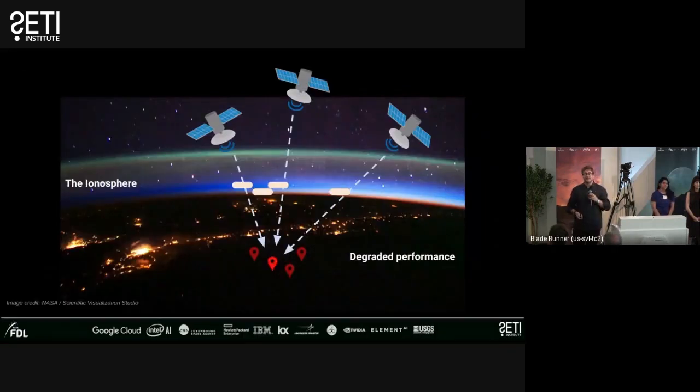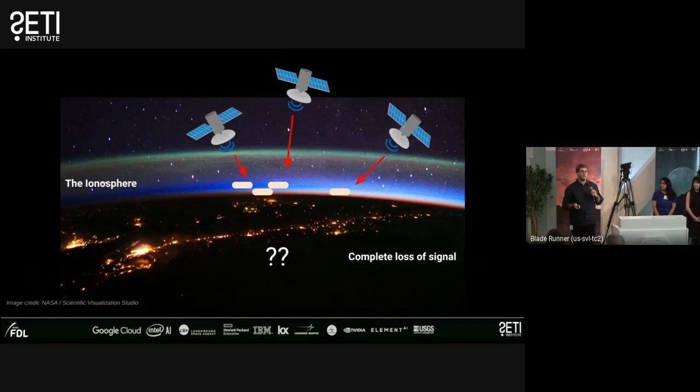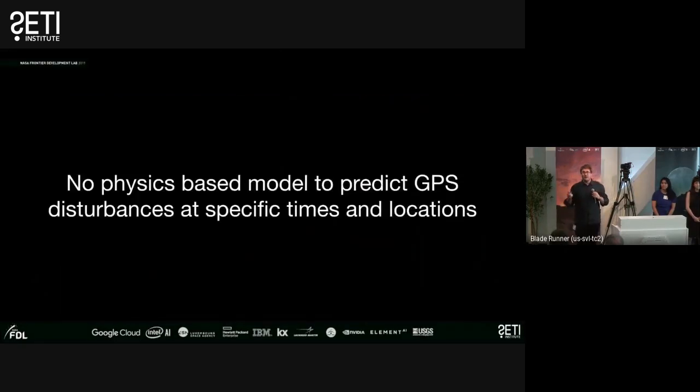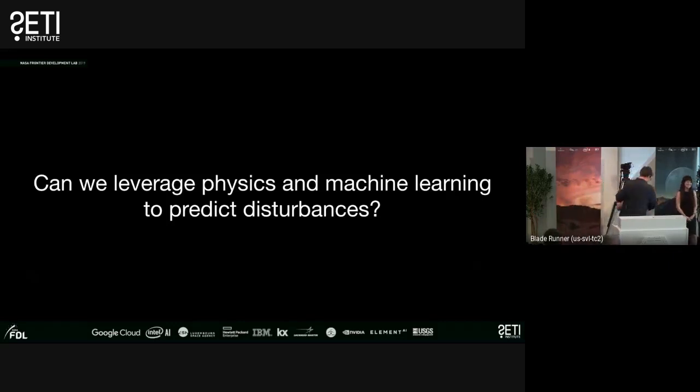These disturbances can be as simple as degraded performance, but they can also be as extreme as complete loss of signal. Because of the heavily dynamic and complex nature of the solar wind, the ionosphere, and GPS, no physics-based model is able to accurately predict specific times and specific locations of GPS disturbances. But, Garima, do we have a solution for this? Yes, we do.